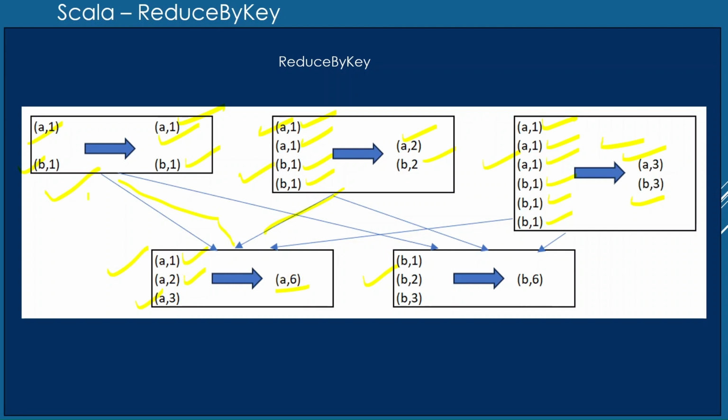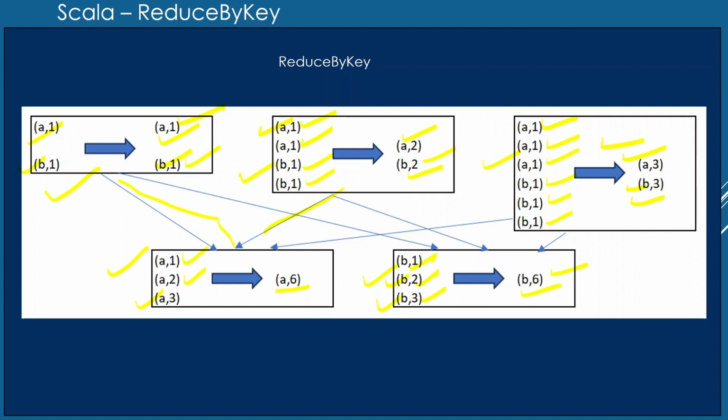Same goes for the B. This value is coming from this executor. This B2 is coming from this executor, and this B3 is coming from this executor. And once all the values are shuffled in this partition, or we can say this executor, now it reduces to one value. And what is the aggregate function we are assuming here? We are doing this sum. So 1, 2 and 3, if you sum, then it becomes the value 6. In this way, the reduceByKey function works.